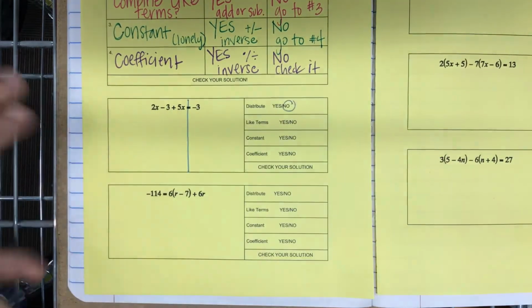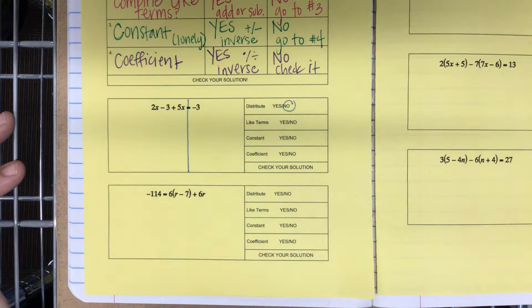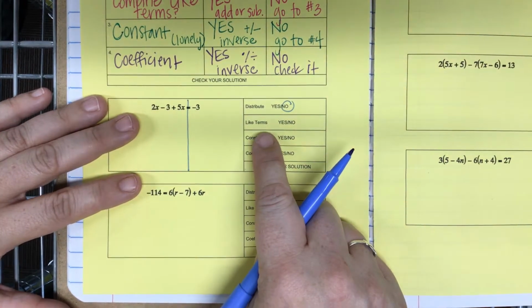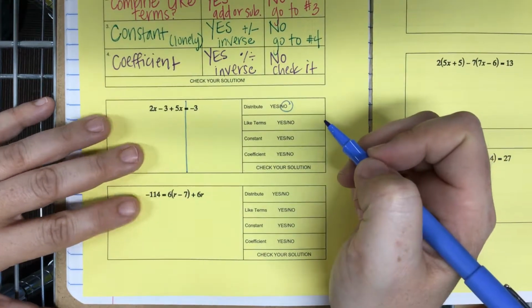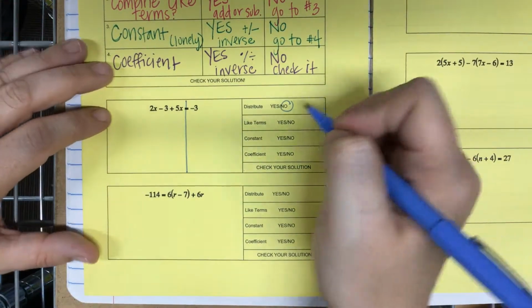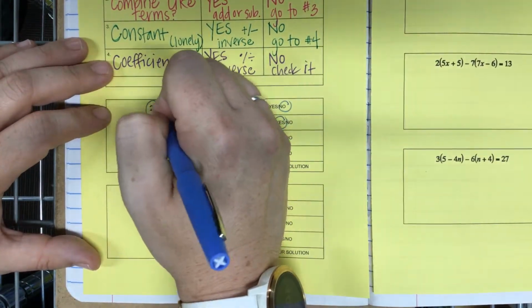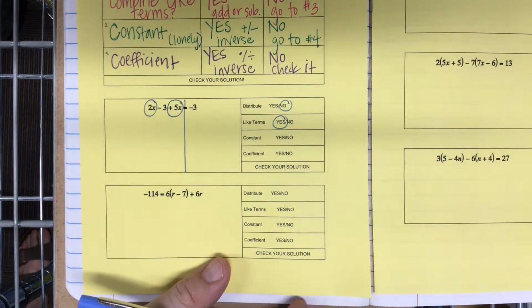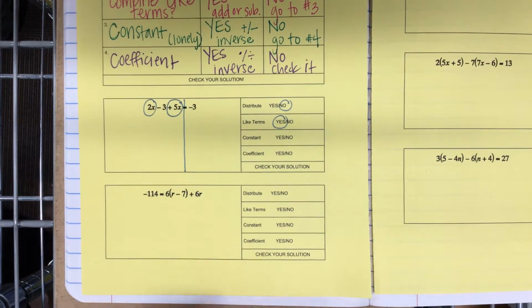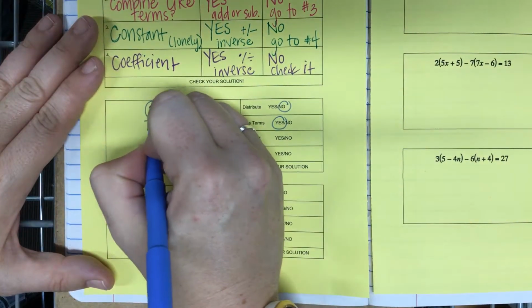No. Number 2. Are there like terms? Yes, there are things with exactly the same variable. Do you see them? 2x plus 5x. What's 2x plus 5x? 7x. So let's rewrite the problem.